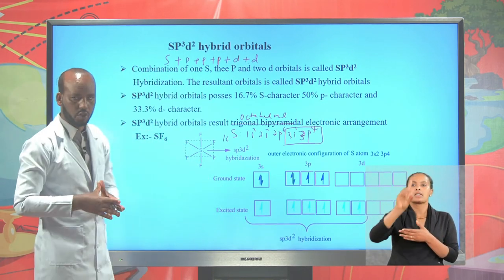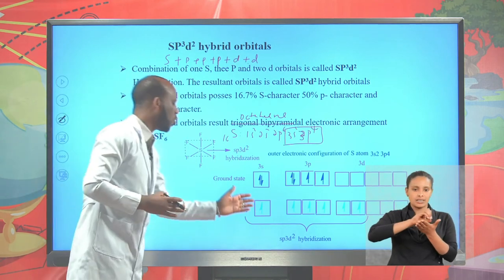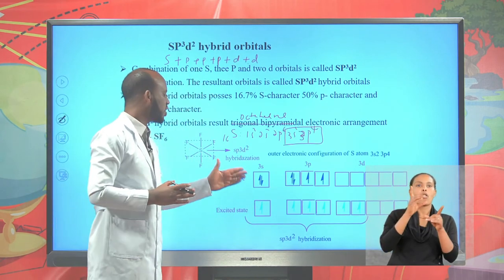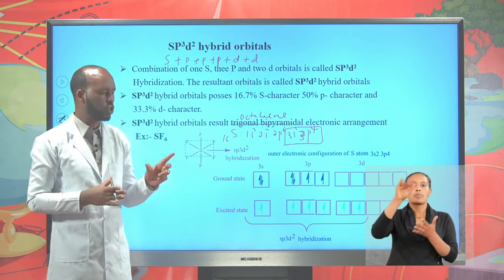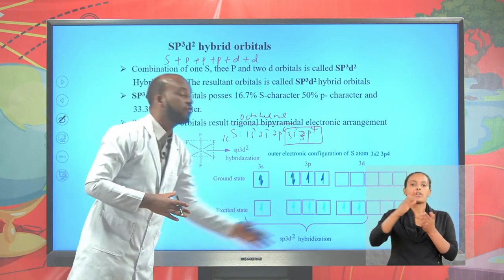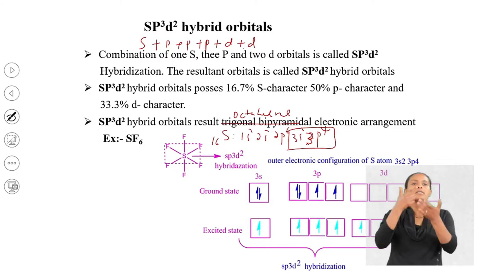Now, one s atomic orbital is mixed with three p atomic orbitals and two d atomic orbitals to form sp3d2 hybrid orbitals. Six hybrid orbitals are formed when six atomic orbitals are mixed, hybridized. Each hybrid orbital is half filled. This is known as sp3d2 hybridization.